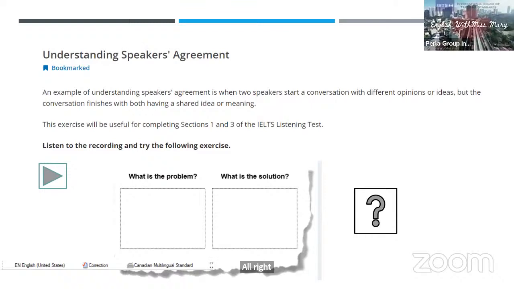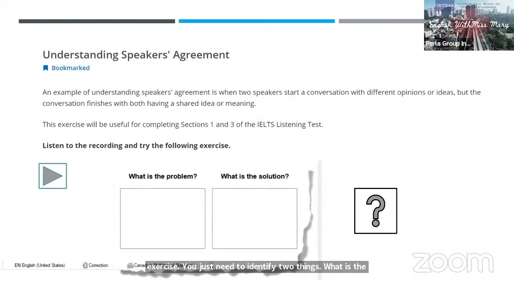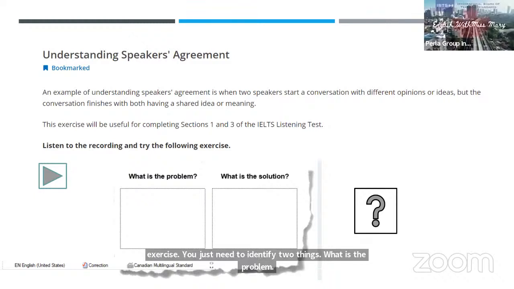We're going to listen to the recording, and in this exercise, you just need to identify 2 things. What is the problem, and what is the solution?